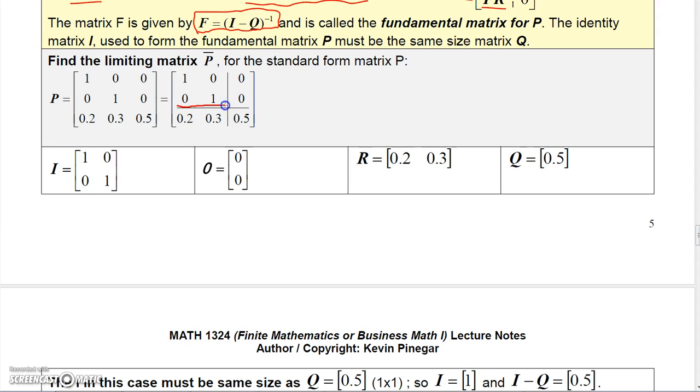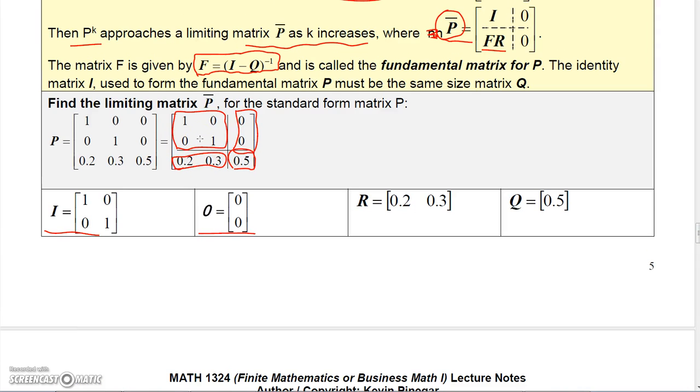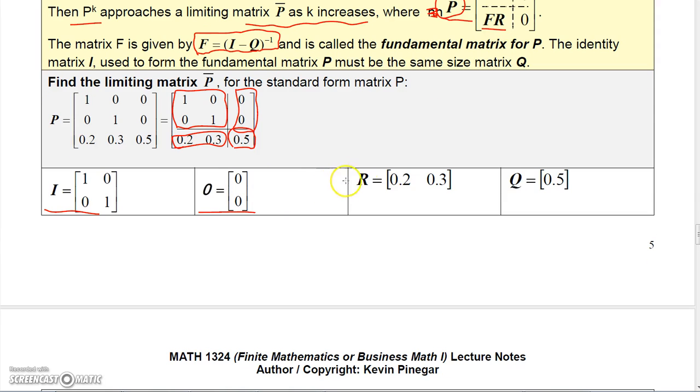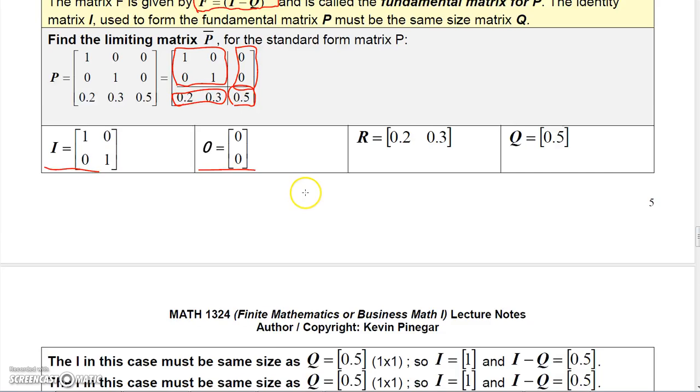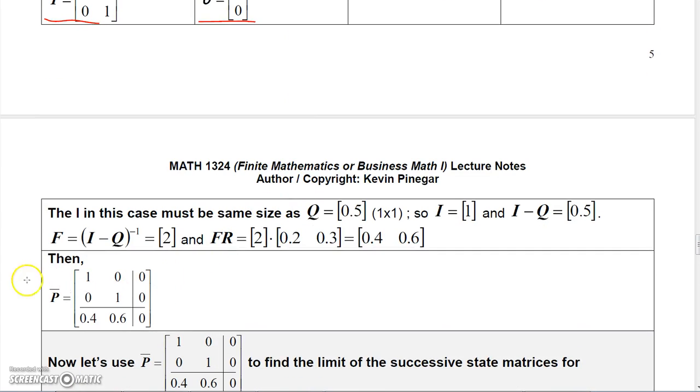Now, notice here, this is the 2 by 2 identity, so that's I. And here is the zero matrix. And so this has to be R, and this has to be Q. Now if I want the limiting matrix, I know I is going to go here, 0 is going to go here, 0 is going to go here, but I need to figure out what the matrix FR is going to be. But before I can multiply F times R, I have to find F. F, remember, is (I minus Q) inverse.